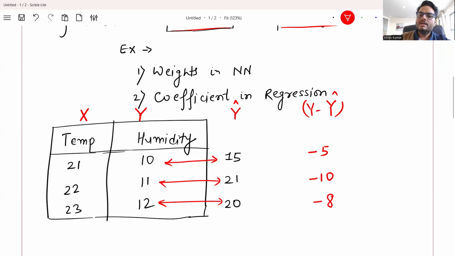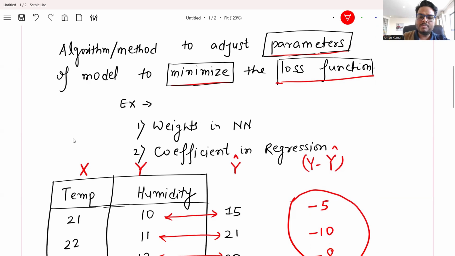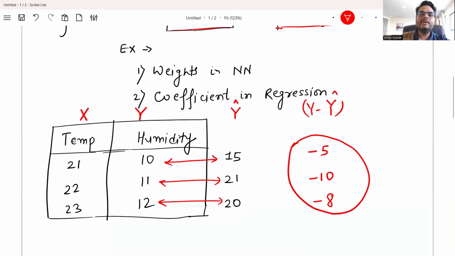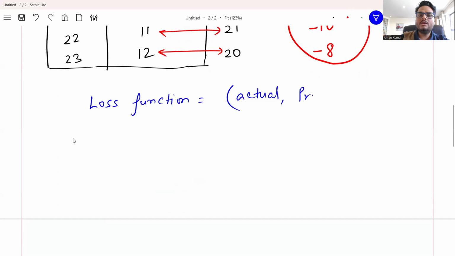These values that you see here form your loss function. I'm not saying these individual values are values of your loss; I'm saying these values form your loss function. So when I say minimize the loss function, the meaning is very simple: minimize these values, bring them as close to zero as possible. If you have understood this, then can I simply say that the loss function is a function of actual and predicted values? Can I say that?